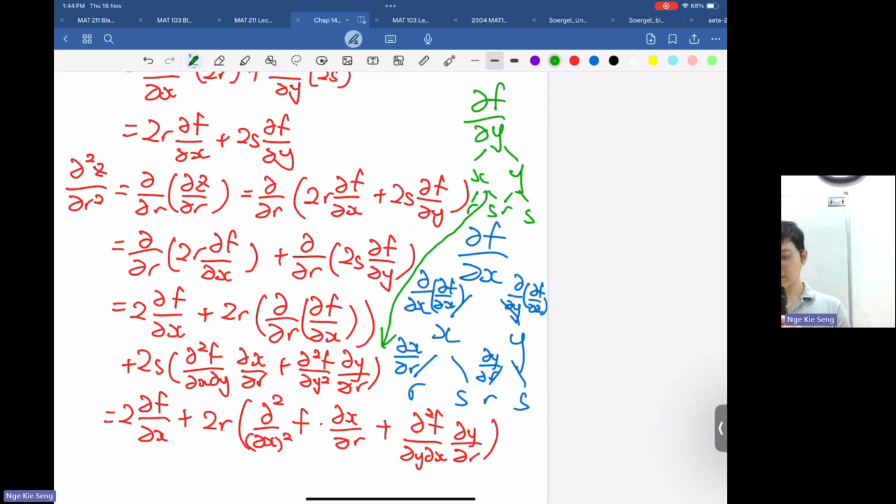Does it make sense or not? Try and draw out the tree, and then see you get this combination. So how many paths do you go from del f over del x to r? How many paths? There are 2 paths here, and then you get this combination.